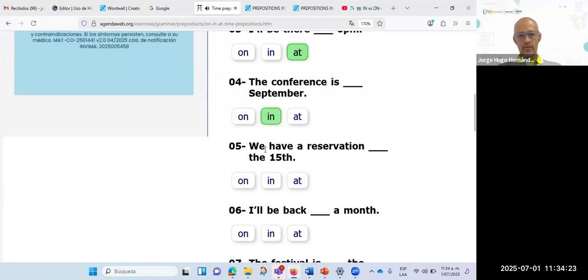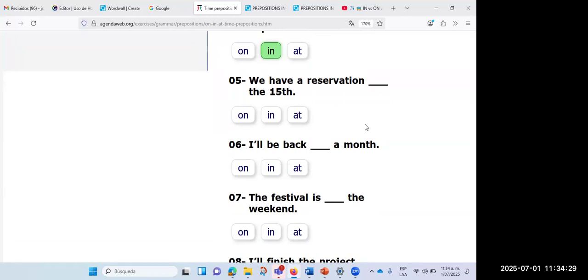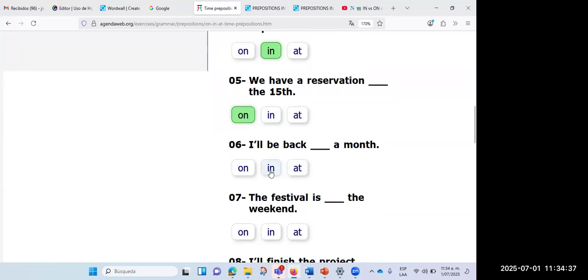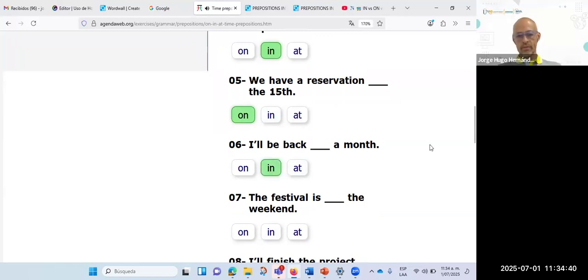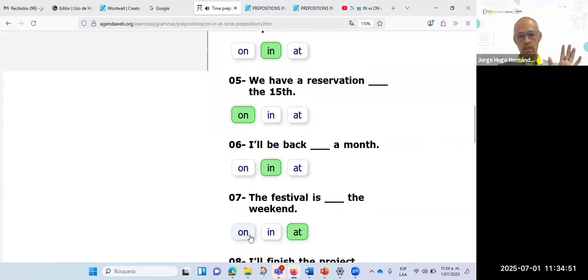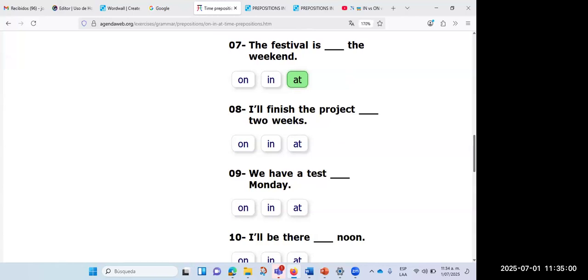Okay. Kiara, number 5. We have a reservation on the 15th. Number 6. I will be back in a month. That's right. Number 7. The festival is at the weekend. Yes, we have here 2 options, in or at. Both of them are correct. And number 8. I will finish the project in 2 weeks.